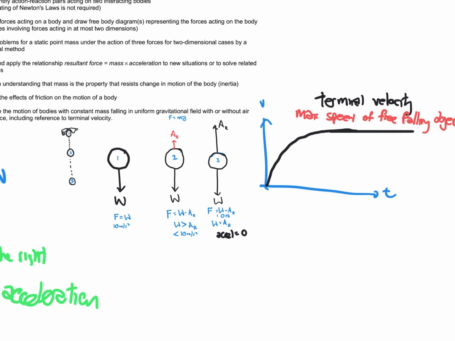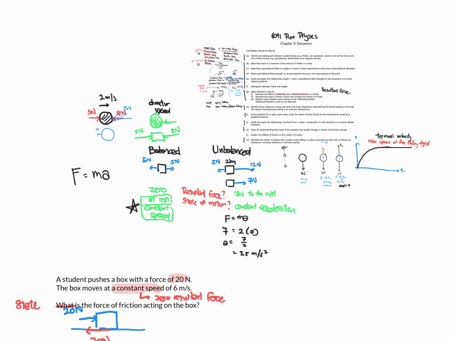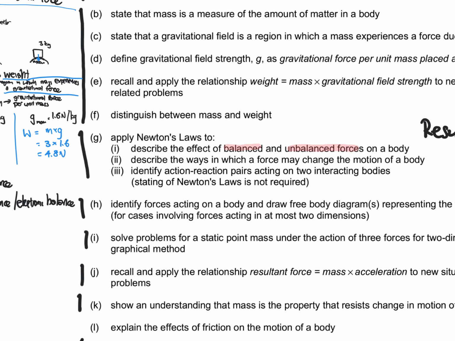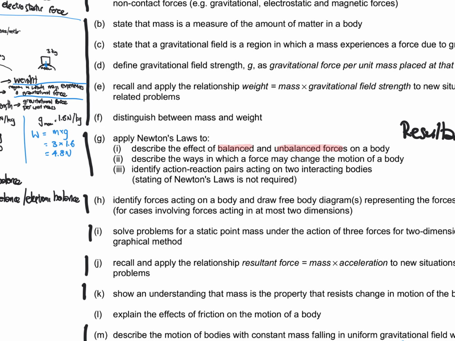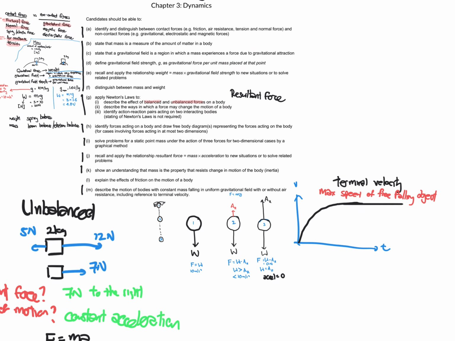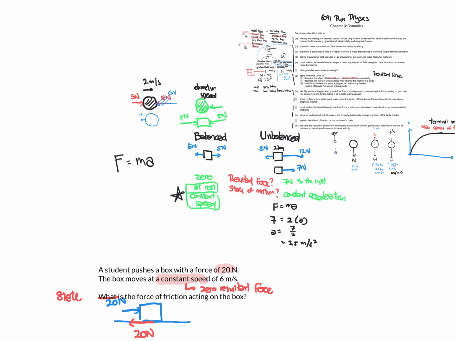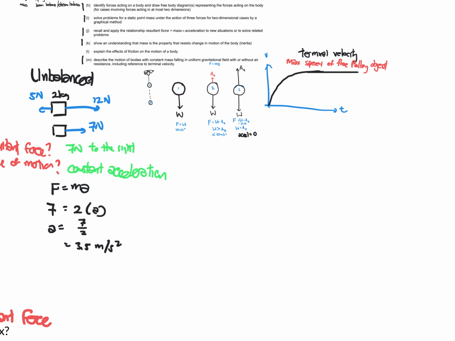So that's terminal velocity. So far, we've talked about Newton's first law and second law, but we have not really talked about Newton's third law. This is about action-reaction pairs on two interacting bodies. Two bodies. So far, everything we're drawing seems to be on just one body. So this is where Newton's third law comes into play.